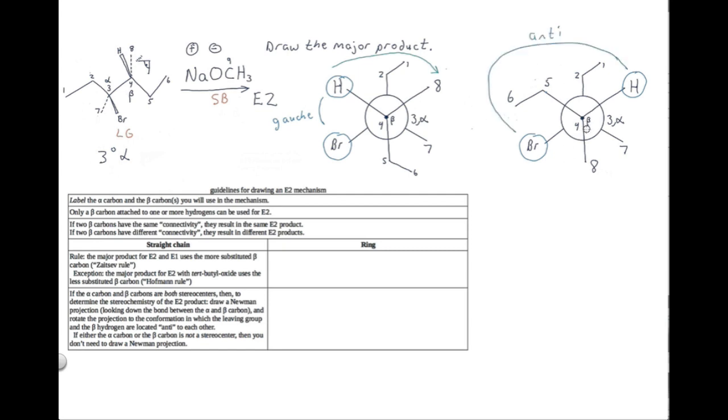In this Newman projection, the leaving group and the beta hydrogen are anti to each other. That means that they are in the anti-periplanar conformation that's required for E2. They're automatically going to be in the same plane now as well. So they are anti-periplanar, and now we can carry out our E2 mechanism.